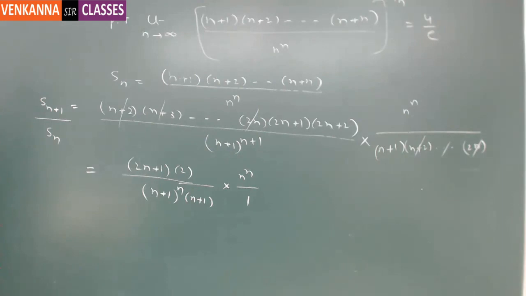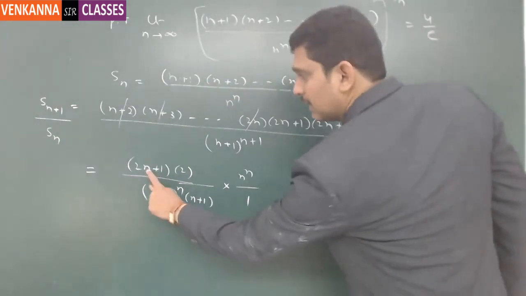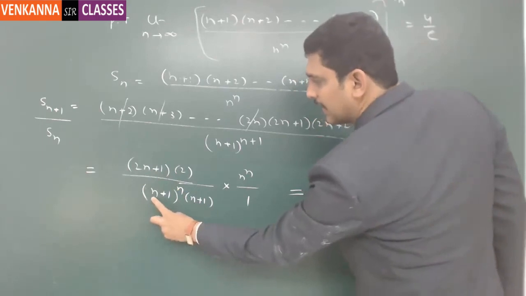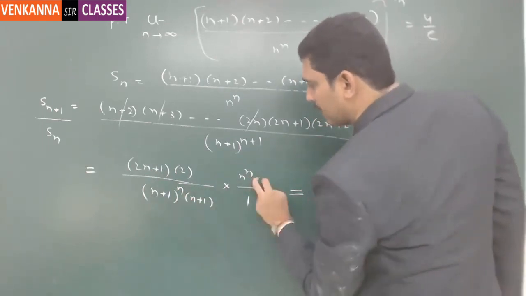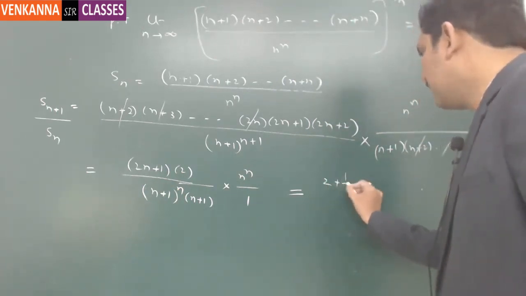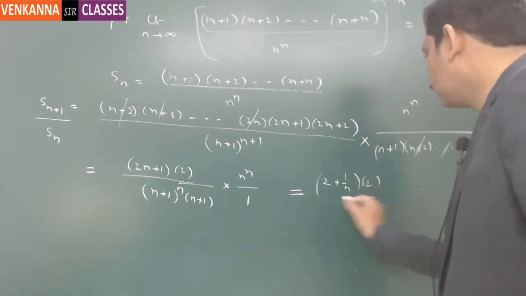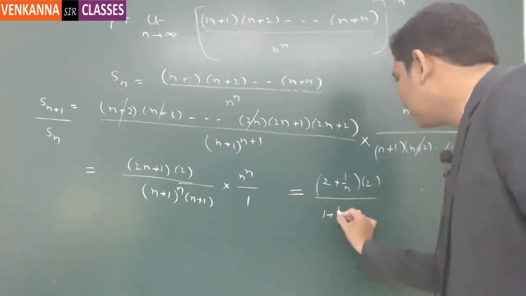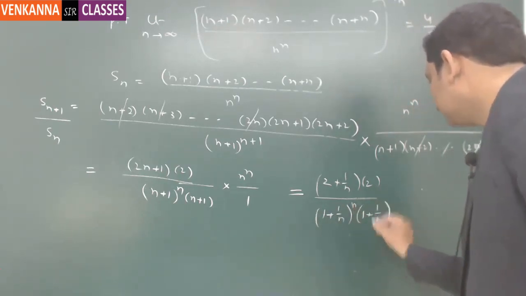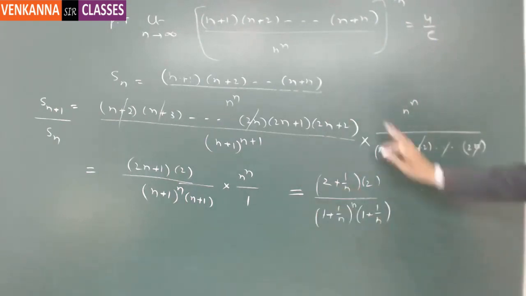Any doubts? You can ask. All of you agree for the simplification? Yeah. So here I take n as common, so this n gets cancelled. Here I take n as common, so n power n gets cancelled. So there you can write it as 2 plus 1 by n into 2 by 1 plus 1 by n, whole power n, into 1 plus 1 by n.